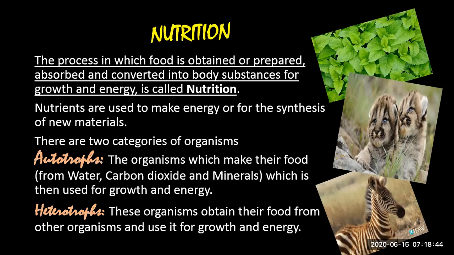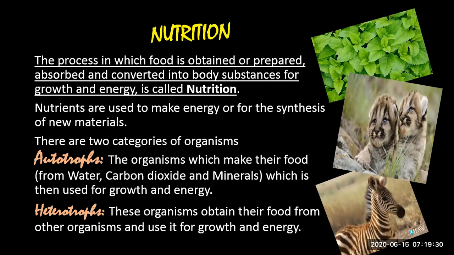So when we categorize organisms, there are two types, basically autotrophs and heterotrophs. You might have heard these terms before. Autotrophs are those organisms which make their own food on their own. For example, plants and all the photosynthetic organisms like bacteria, cyanobacteria, and algae. They make their own food from water, carbon dioxide, and minerals. Such organisms are called autotrophs.